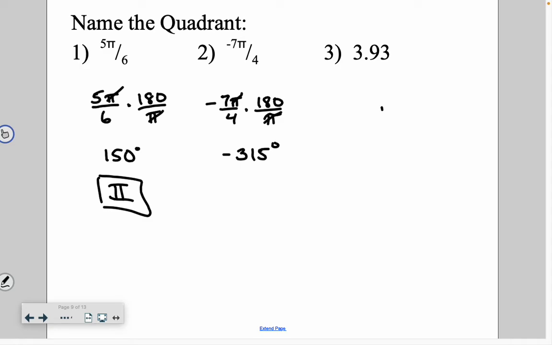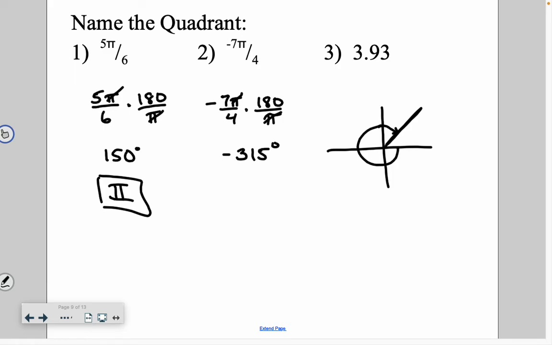I'll do it off to the side here. If we were talking about, where is that? Well, if I'm going negative, we're going this direction. How far is that so far? That's 270, right? Which means we got to go a little bit further than that. Negative 315 is somewhere around right here. So we are in quadrant 1.